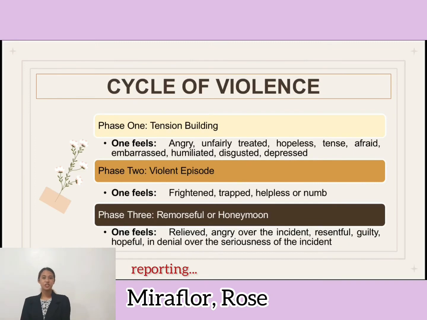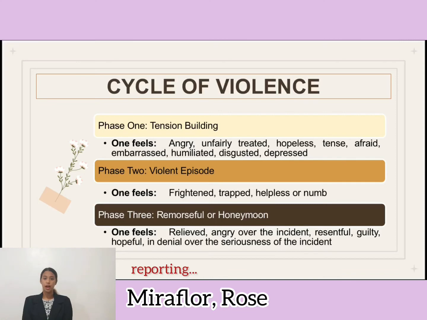Phase 1, tension building. One feels angry, unfairly treated, hopeless, tensed, afraid, embarrassed, humiliated, disgusted, and or depressed. The abuser is argumentative, uses yelling, criticism, swearing, and ugly gestures. Sometimes, the abuser will use coercion, threats, or minor fights may occur. The tension between the couple gets worse and worse, and the person being abused often feels like something bad is going to happen. Victims of abuse during this phase sometimes say they feel like they are walking on eggshells.